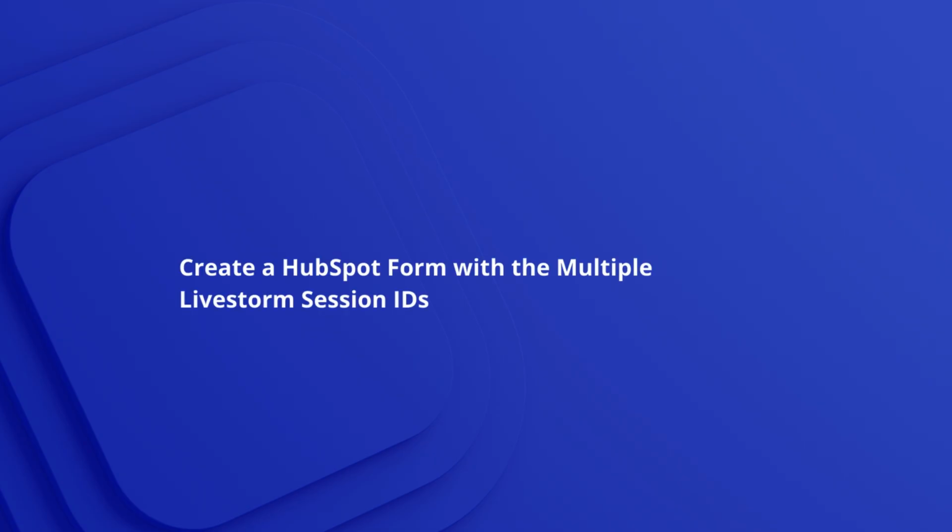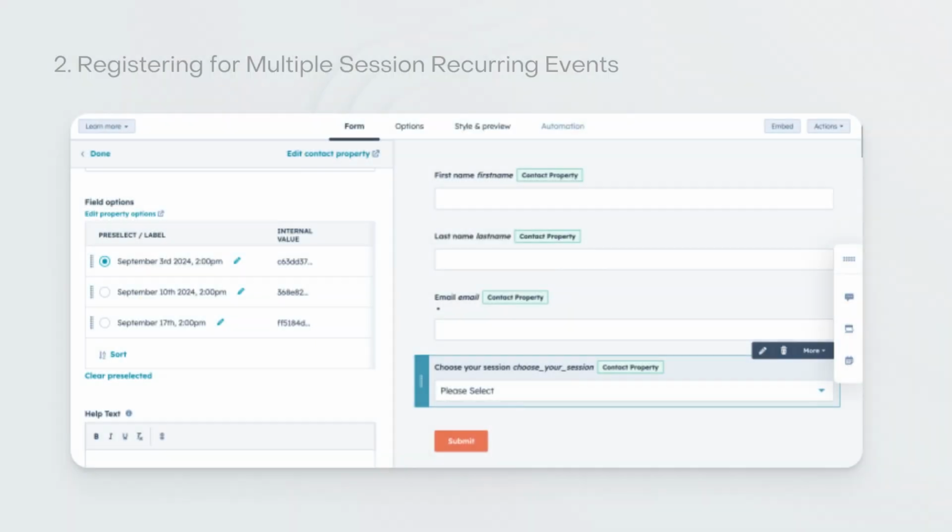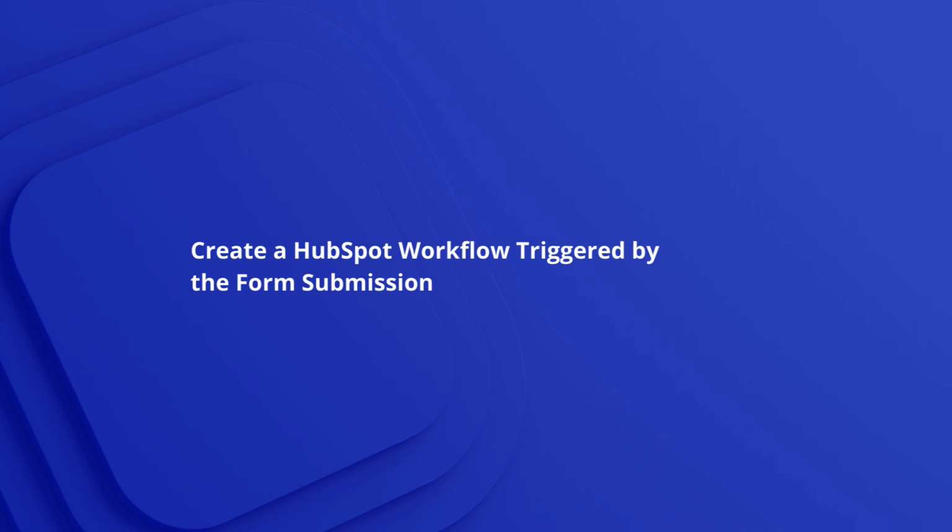The second step is to create a new HubSpot form and add the property field you've just created. Proceed as explained before and add the Choose Your Session property. Make sure you can see all your sessions on the left panel. Now that you've created your HubSpot form, the last step is to create a workflow triggered by the form submission.